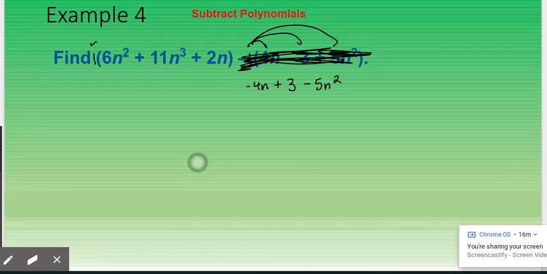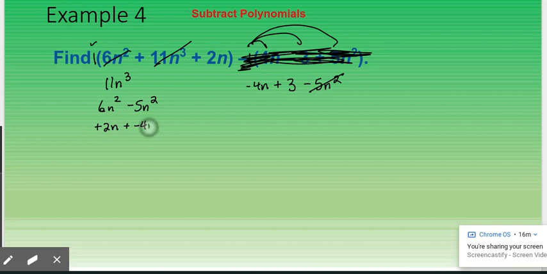Now, I have 6n squared. That goes with negative 5n squared. I have 11n to the third. That's the only one of its kind. And I have positive 2n. That goes with negative 4n. And then one thing you got to make sure of is you don't forget this plus 3. I've seen that happen plenty of times on quizzes and tests. Let's go ahead and add these up.